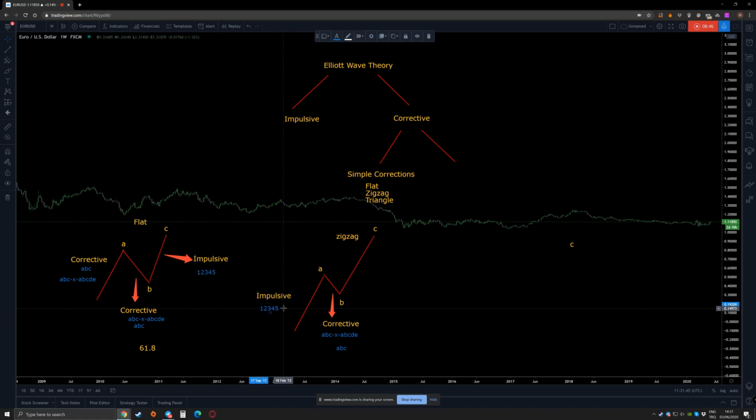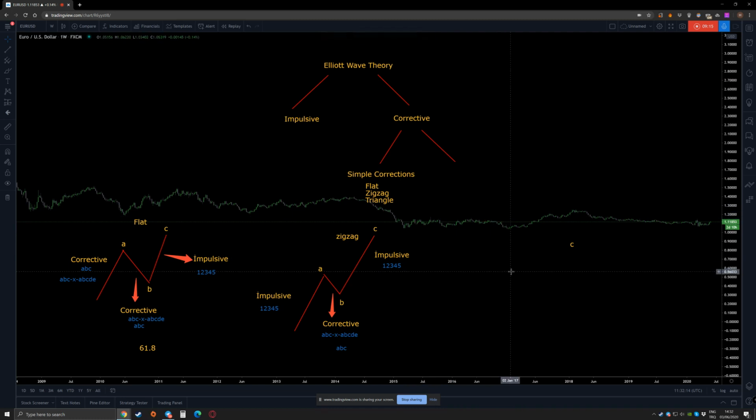a classical impulsive move. Now, wave C, on the other hand, has to be impulsive. It can be a terminal one, or it can be a classical move. Okay? So, the zigzag is another corrective wave, which, for example, the B wave of a flat can be a zigzag by itself.